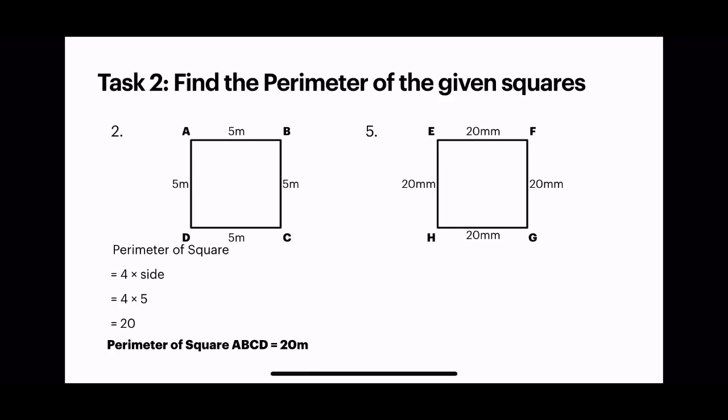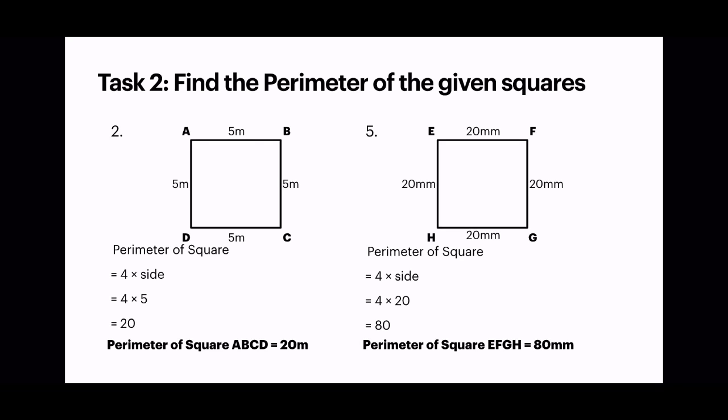Now let us see the fifth sum. This is another square EFGH where all the sides are 20 millimeters. So the perimeter of the square is 4 into side, which is 4 into 20, which is 80. So the perimeter of the square EFGH is 80 millimeters.